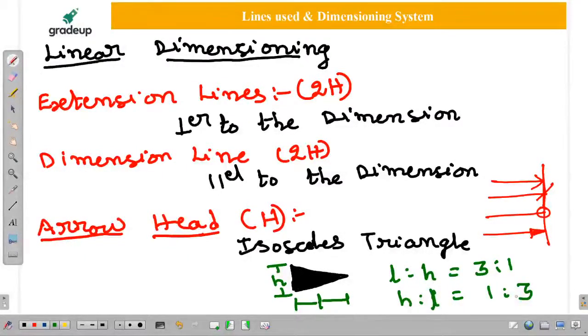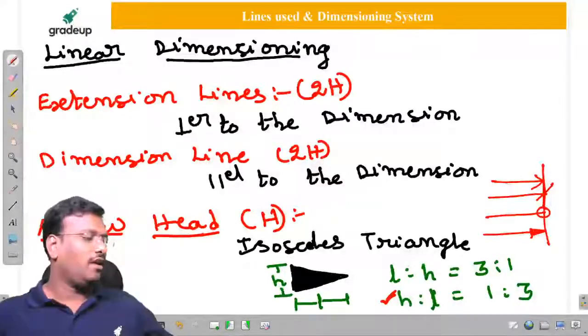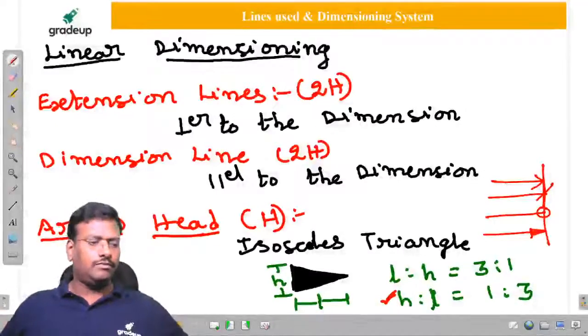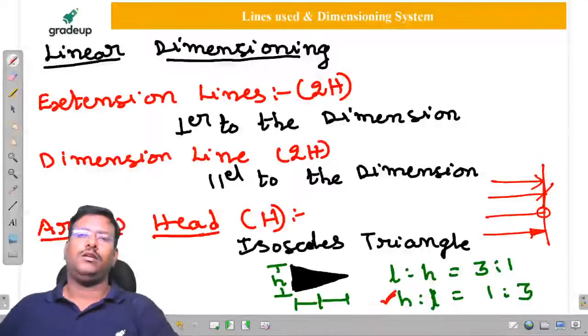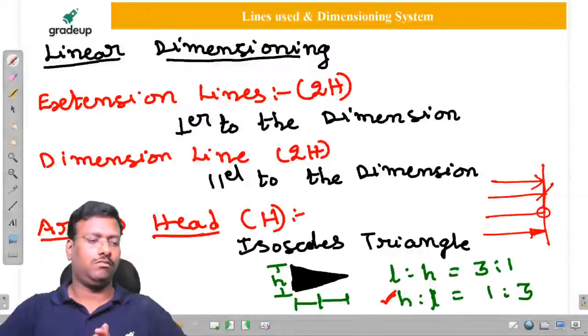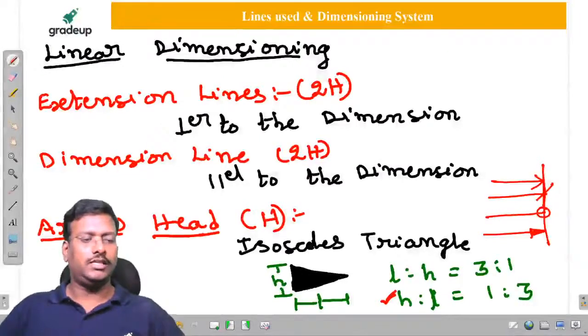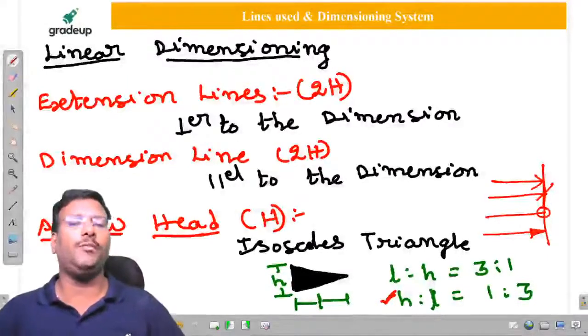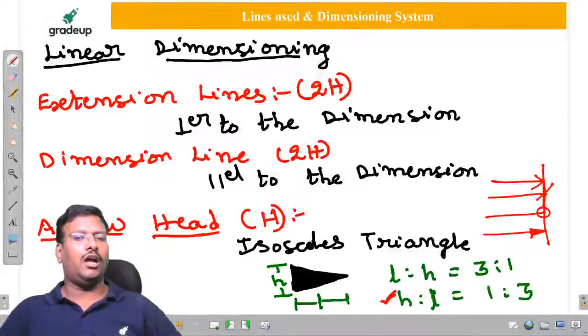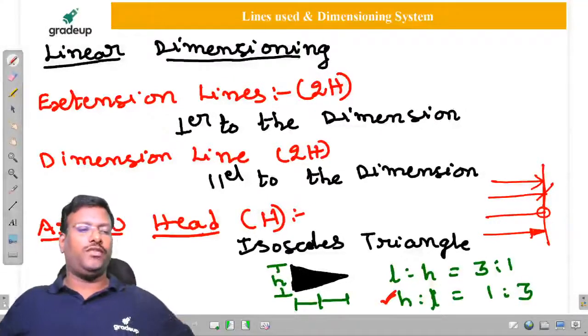Normally, which one will they prefer first, sir? Why are they going to give 1:3 as the first preference? Anyone? Try to guess, my dear friends. Not a problem. Most of the time they will say 1:3 only, sir. If I write L by H, it is 3/1, 3:1. Why are they not using that? Why are they giving first preference to 1:3?